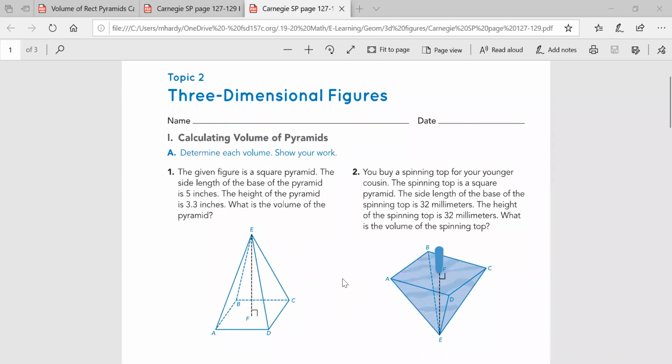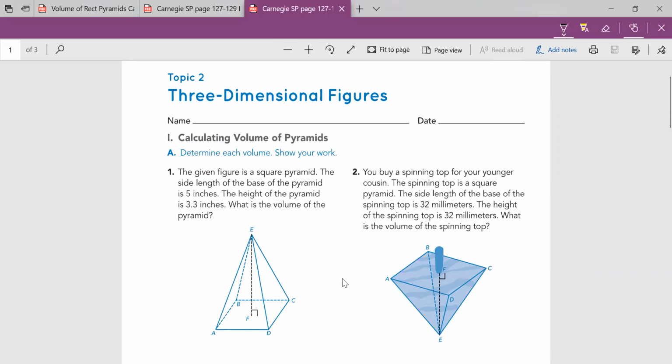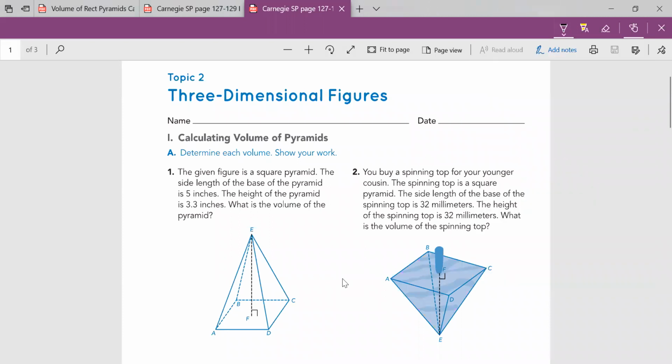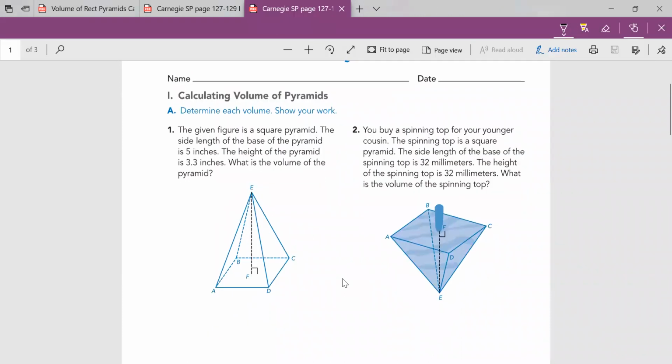Okay, so here you can see that we are calculating the volume of pyramids, and pyramids are those three-dimensional shapes that come to a point. For number one, it says the given figure is a square pyramid. The side length of the base of the pyramid is 5 inches. The height of the pyramid is 3.3 inches. What's the volume of the pyramid?